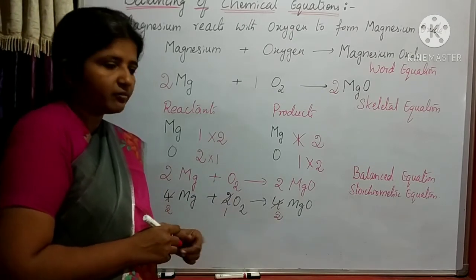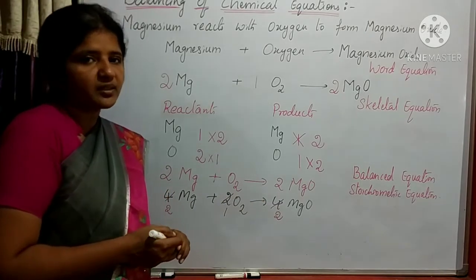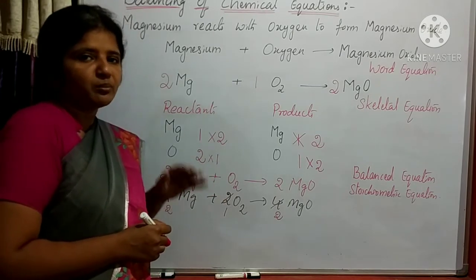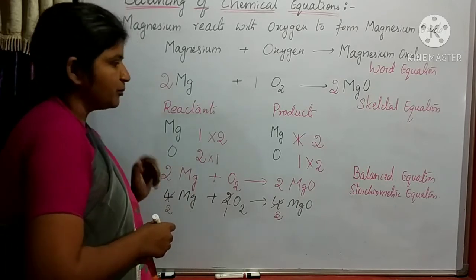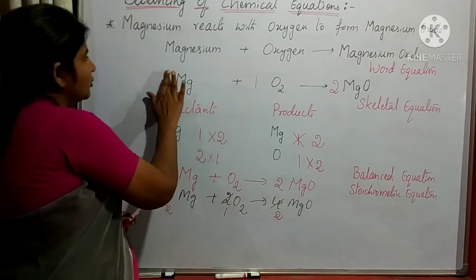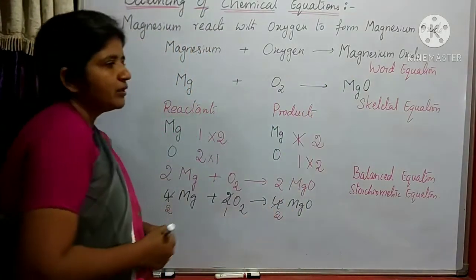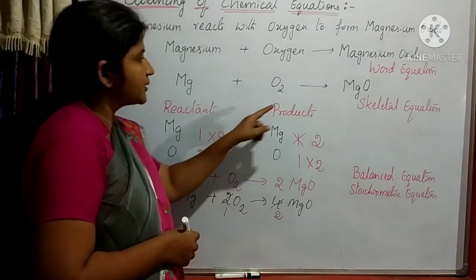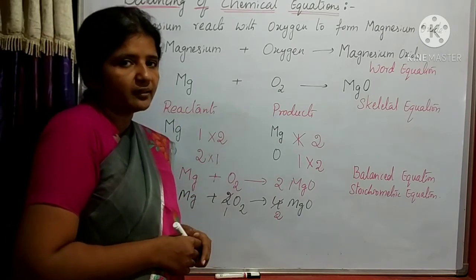Before that, what I gave, 4 Mg plus 2 O2 is giving rise to 4 MgO, is not a perfectly balanced chemical equation, beta. So always the coefficients should be in reduced or least numbers. So this is the perfectly balanced chemical equation, which is also called a stoichiometric equation. Look again, beta. A word equation means an equation expressed in words. A skeletal equation means one which is unbalanced.